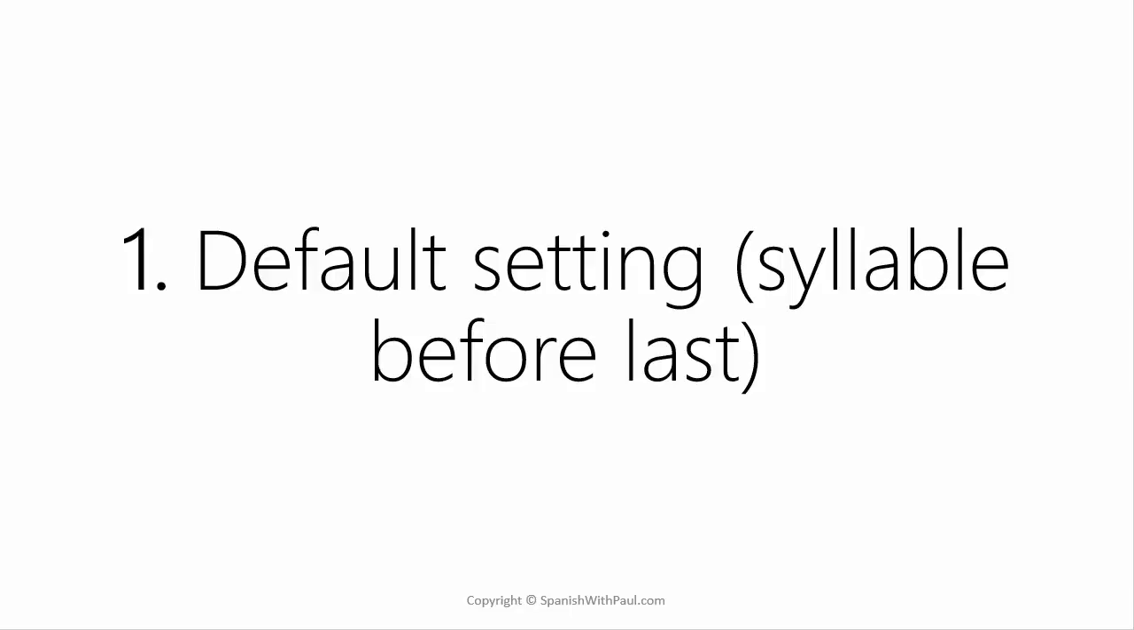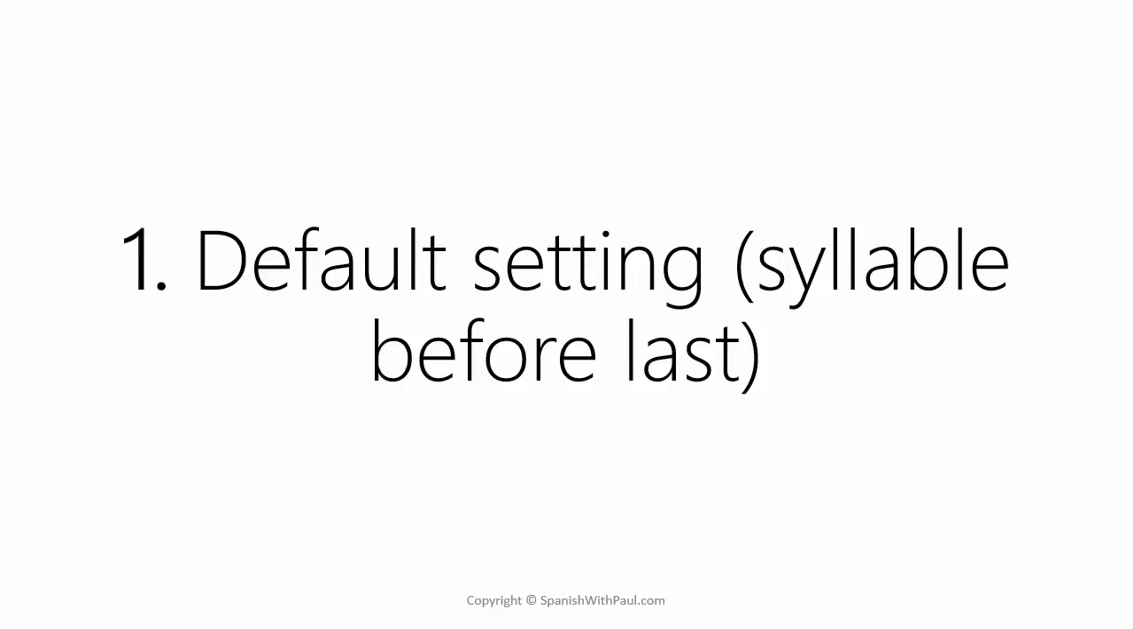Let's quickly review all this now. So the first thing to realize is that there is a default setting in Spanish where you stress the words, and that normally happens on the syllable before last. So if you have a word with 2 syllables, you're going to stress that first syllable because it's still the syllable before last. Or if you had 3 syllables, it would be the second syllable that you stress, or 4 syllables in the word, it would be the third syllable that you push down, that you stress.